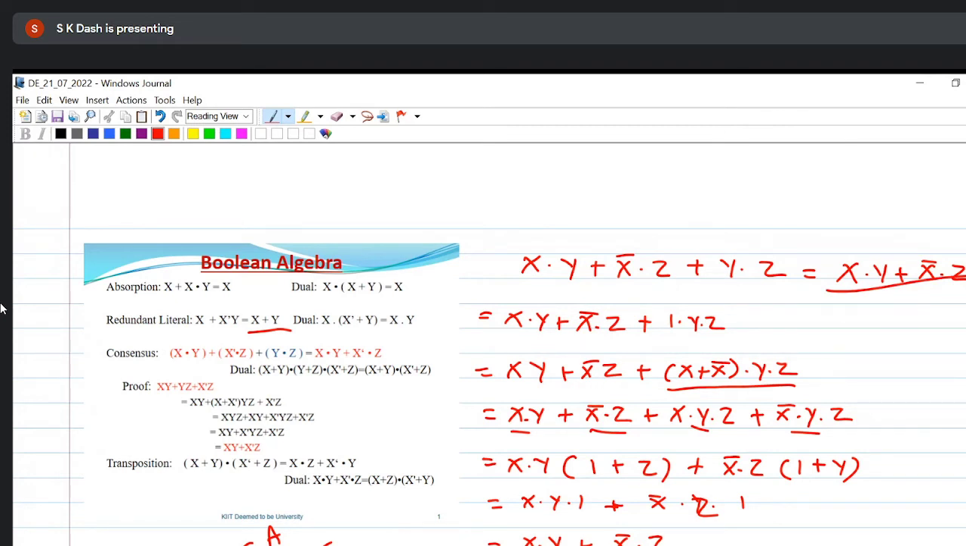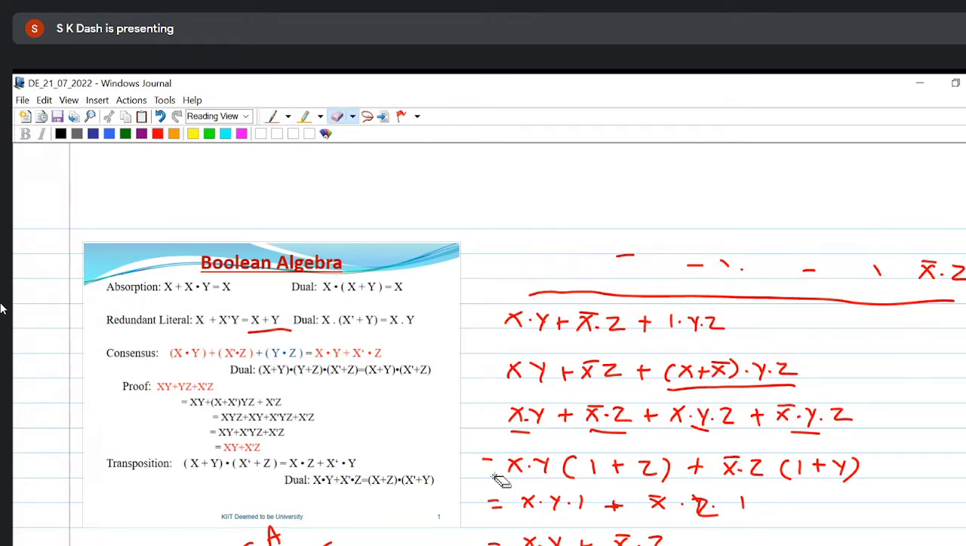Okay. So depending upon our requirement, if we want, either we can remove this, or if you want, we can add this also. That will depend upon our requirement. As per the consensus theorem, we can remove one term and we can add one term if this is the case. So this is a very useful theorem. The next theorem is just an extension of this consensus only.